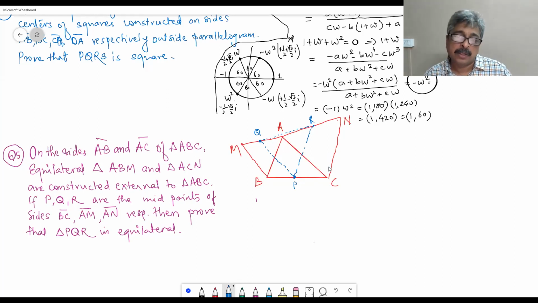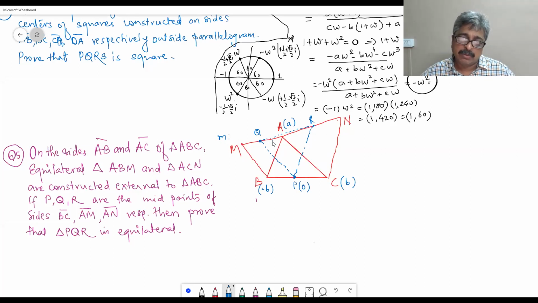Now maybe here what we can do is consider this as 0, this as minus b, this as plus b, and this is small a. So we can find out M, and we can find out N. Then finding the midpoint of AM and AN will directly give us the ratio. So in the end our calculations will be less. So how do we find out M?